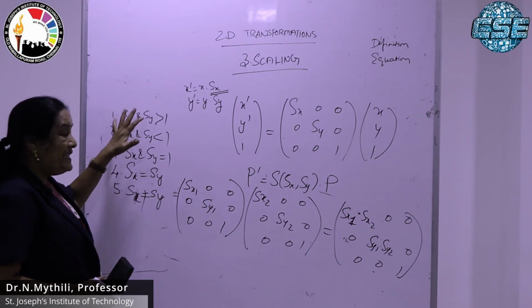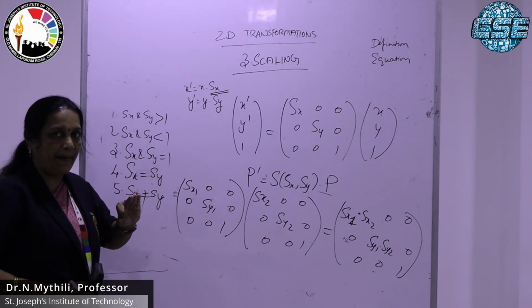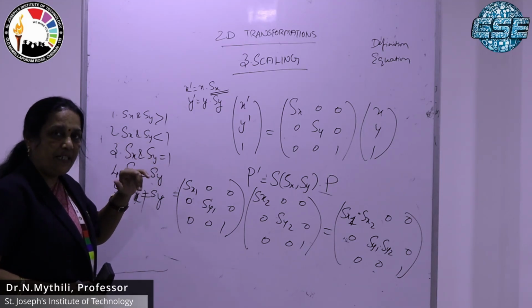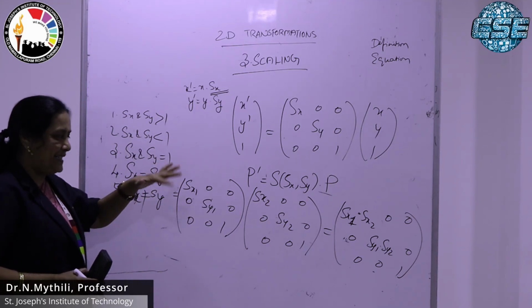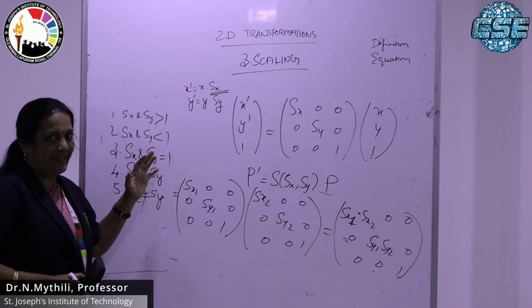Okay. So these are the 3 basic transformations: translation, rotation and scaling. Okay. And reflection and shear are the other 2 transformations. Suppose if time permits, I'll take it in the next episode.